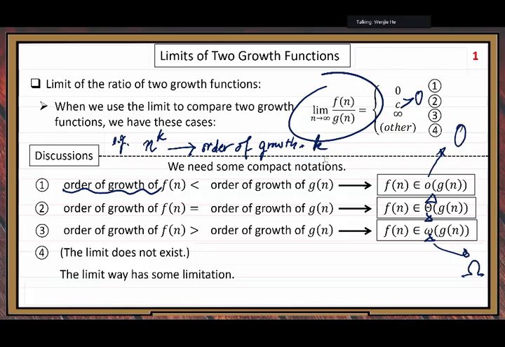Then we need to look at case number 4. We need to find a way to give us the conclusion for case number 4.